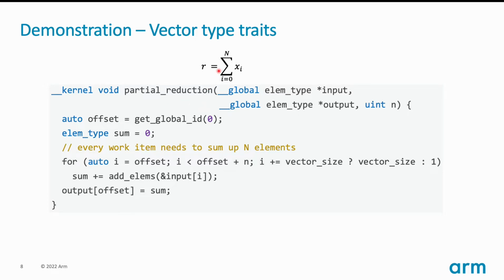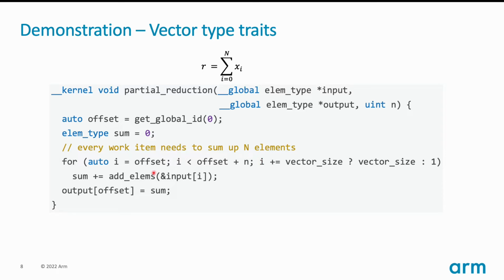In this case, we are computing a reduction over n elements and we are performing some reduction. This is an example of a kernel implementing this reduction. It has input and output buffers as parameters and it also has the number of elements n passed into it. The input and output buffers are made generic with respect to the type that they contain.